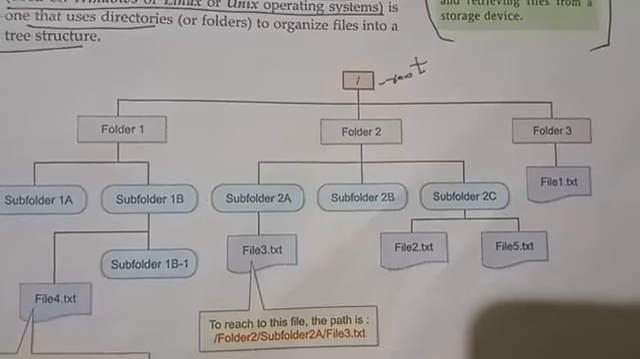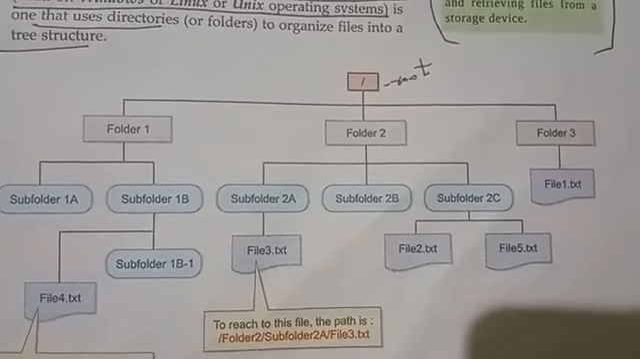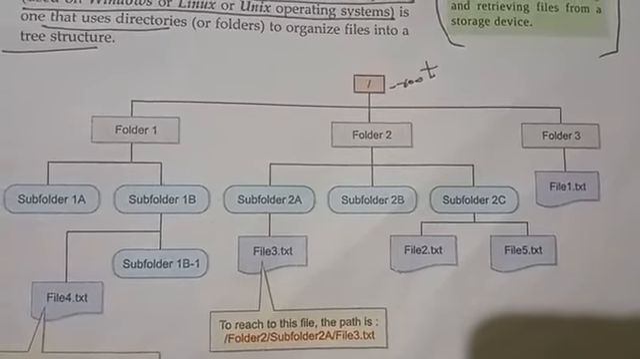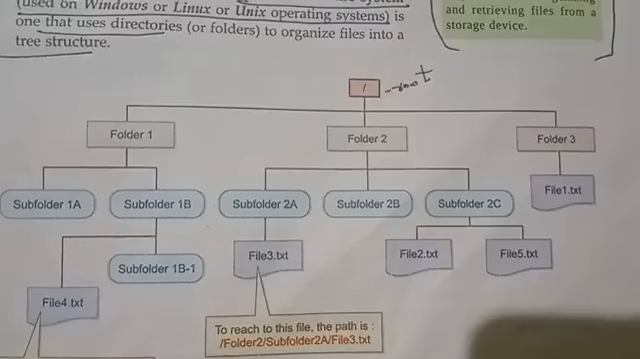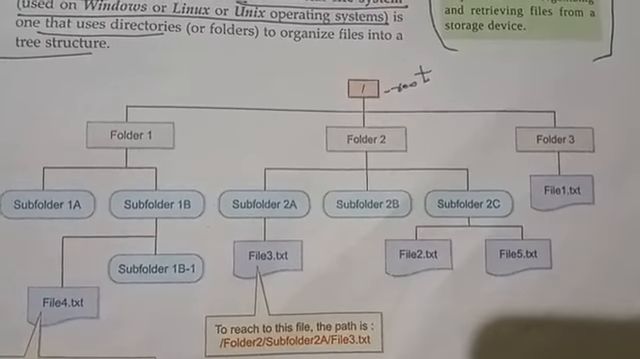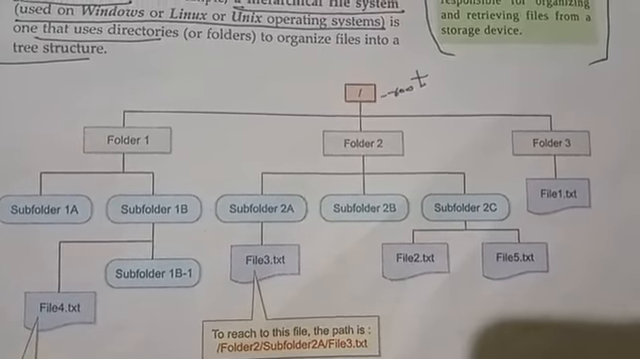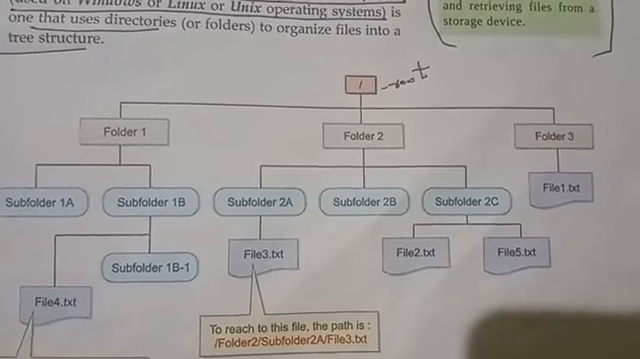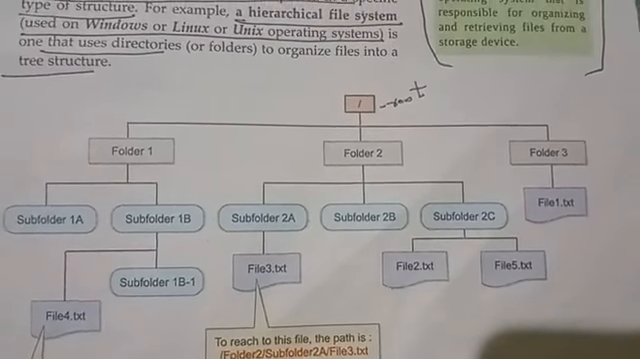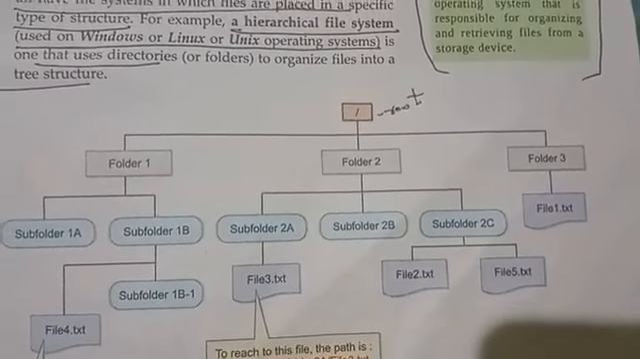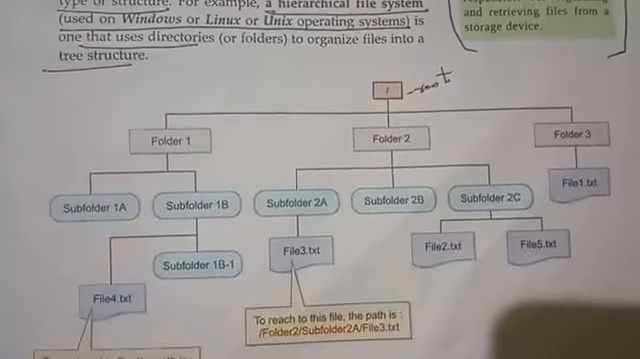Then how to access this file, 3.txt? Initially we need to write the complete path. First slash, then folder 2, then folder 2a, then file 3.txt. So this is the path of that file 3.txt. While using that path, only then can we access the corresponding file. So this is called hierarchical structure.